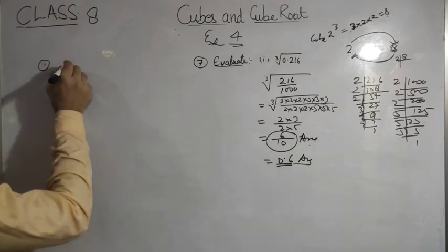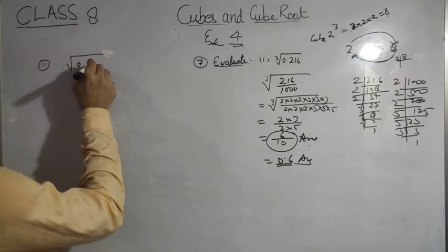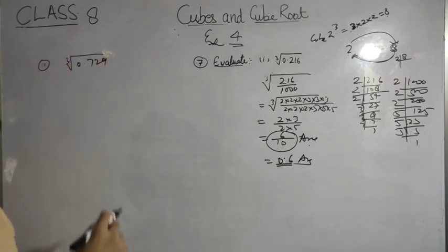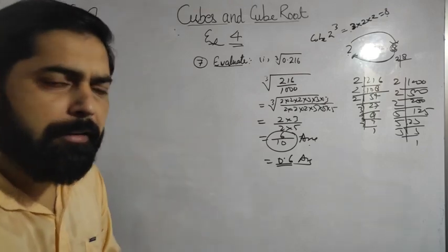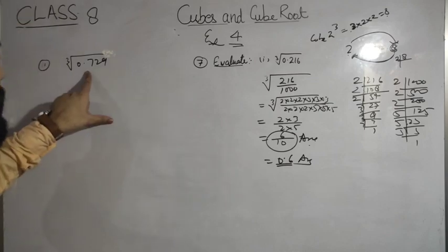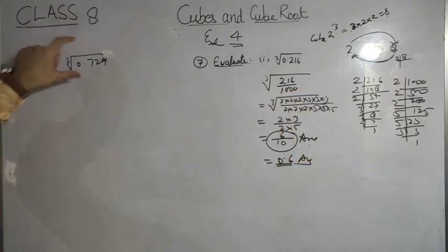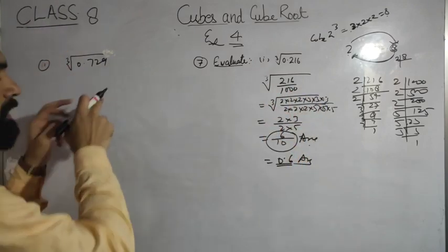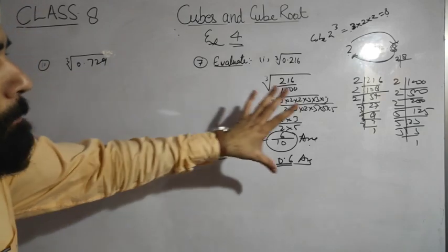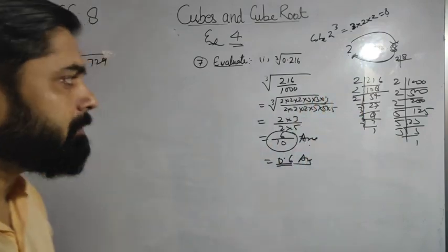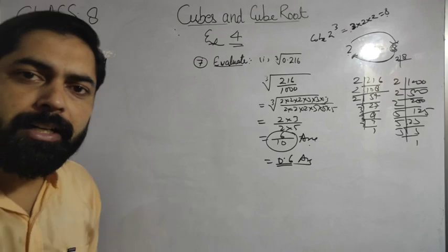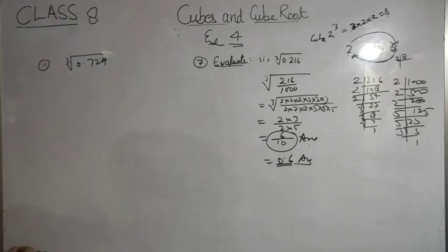This is question number 2. How can we find the cube root of 0.729? This is very easy. Firstly, we convert this decimal number into a fraction form, and then we find the prime factors of both numbers, the numerator and the denominator, and then we take out the common numbers of this group.